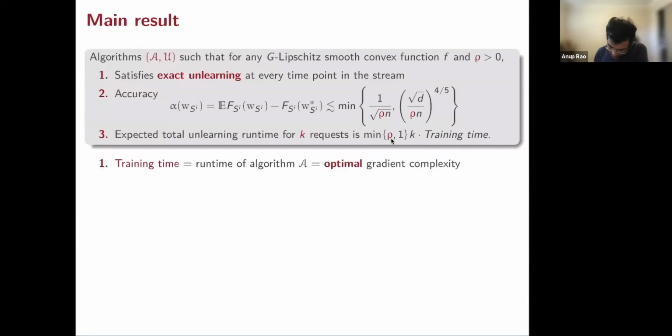And it's also worth mentioning what we can say about the training algorithm, because the training algorithm could be something that takes exponential time, and I'm stating the unlearning runtime in terms of the training time. But actually, our training algorithm is optimal in terms of the number of gradient computations, and it's essentially one of the stochastic gradient descent algorithms.